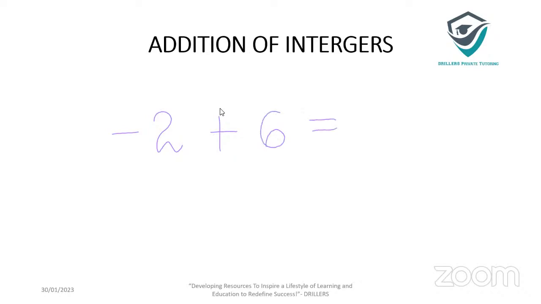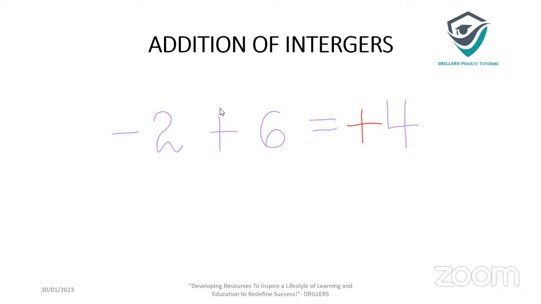So remember, we said when we have different signs, so we have a negative and then we have a positive, we're going to subtract and keep the sign of the larger number. So I'm going to take the larger number, which is 6. If I take away 2 from that, I'm going to get 4. And then we're going to keep the sign of the larger number. So the 6 here is the larger number, and the sign that dictates that 6 is positive. So then my answer is also going to be positive.